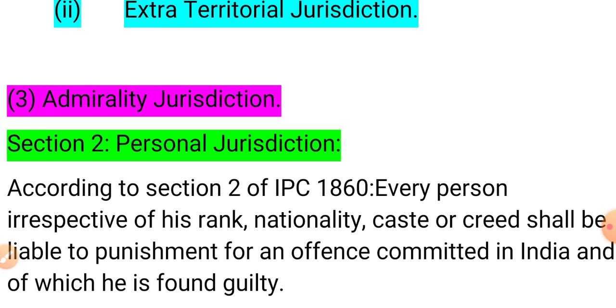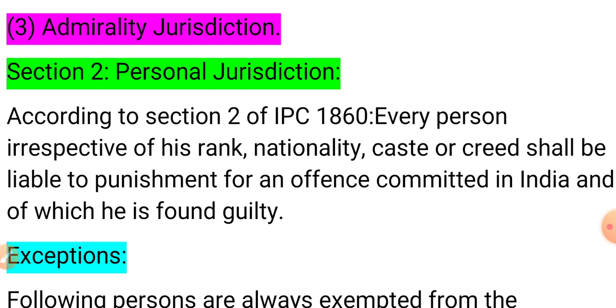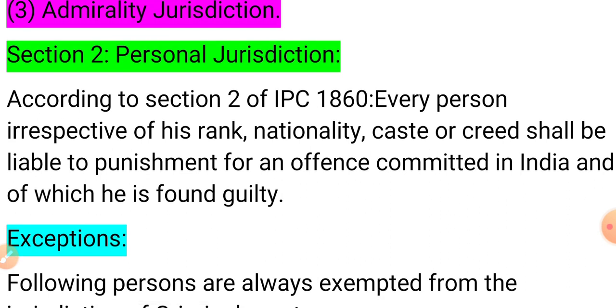What is personal jurisdiction? Section 2 talks about personal jurisdiction. I will not read the language of section 2 here. I hope you will look at that from the Bare Act, but keep the Bare Act with you, and I will try to summarize section 2. What does section 2 say? It says that every person shall be liable to punishment for every act or omission contrary to the provisions thereof, of which he shall be guilty within India.